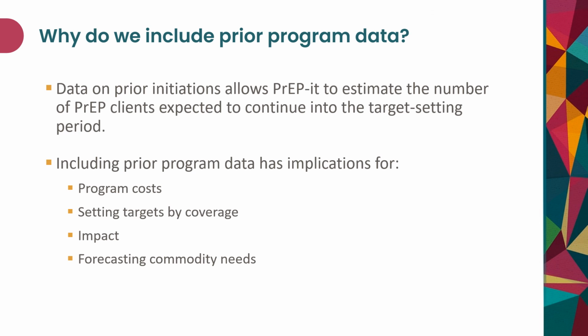If we are setting future targets, you may wonder why we want to include prior program data. This is to give you more accurate estimates of the number of people expected to be on PrEP at a given point in time. PrepIt can use data on prior initiations to estimate the number of PrEP clients expected to continue PrEP as we enter the target setting period. Since some prior PrEP clients are expected to continue use in the target setting period, this has implications for program costs, the targets when setting targets by coverage, the overall program impact, and our forecasts of monthly commodity needs.